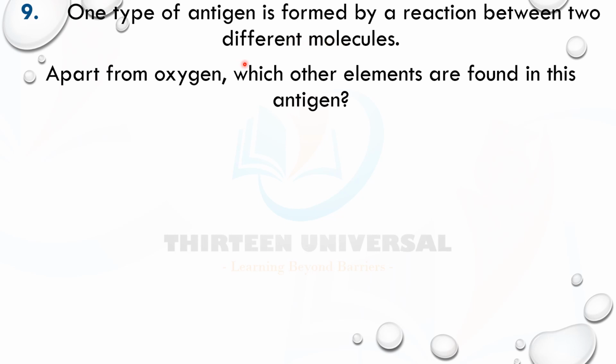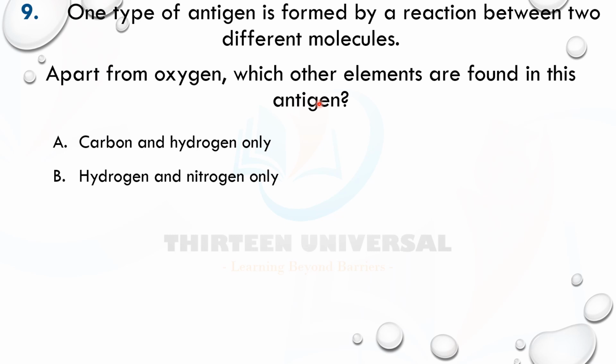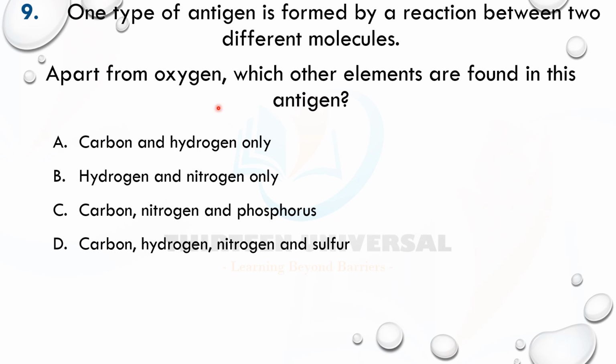So question 2: apart from oxygen, which other elements are found in this antigen? What elements make up lipids, and of course protein and carbs? Okay, let's look at them one by one. So this is already having oxygen, carbon. Now if this is lipid it will have carbon, hydrogen, oxygen, plus carbohydrate, carbon, hydrogen, and oxygen.